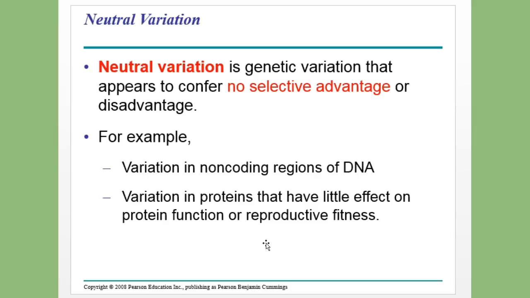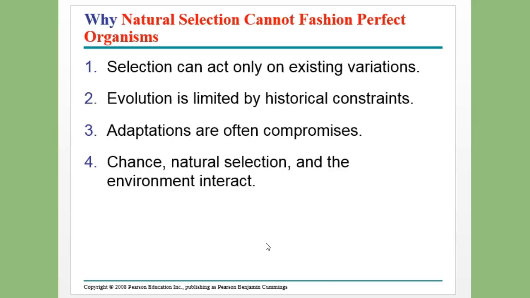Neutral variation is genetic variation that appears to confer no selective advantage or disadvantage. For example, variation in non-coding regions of DNA and variation in proteins that have little effect on protein function or reproductive fitness. Alright, why natural selection cannot fashion perfect organisms?